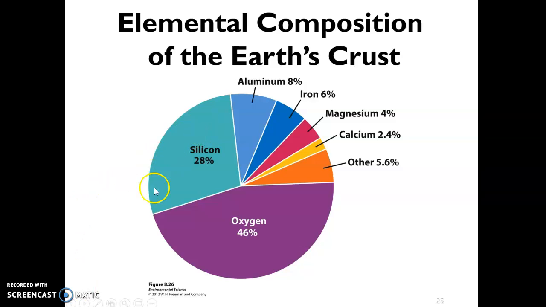Surprisingly, this is a pie chart of all of the different elements and the percentage of which they are represented in the Earth's crust. You can see that 46% is oxygen, 28% is silicon, and then there's smaller numbers here but still significant for aluminum, iron, magnesium, and calcium. And all of those other elements, if you remember the periodic table with many, many elements listed, all of those others together only constitute 5.6% of the crust.